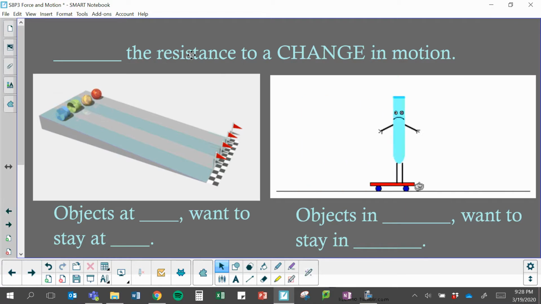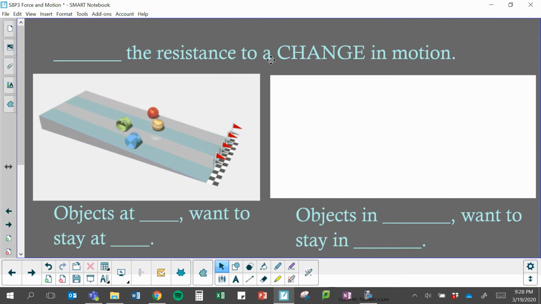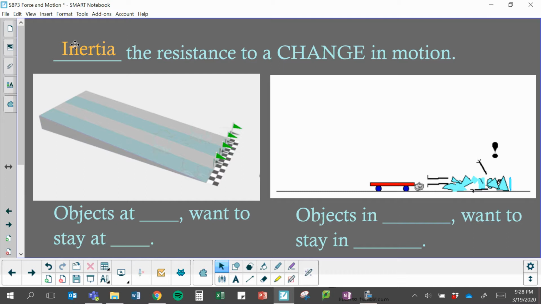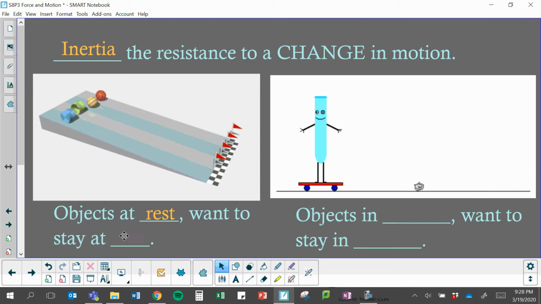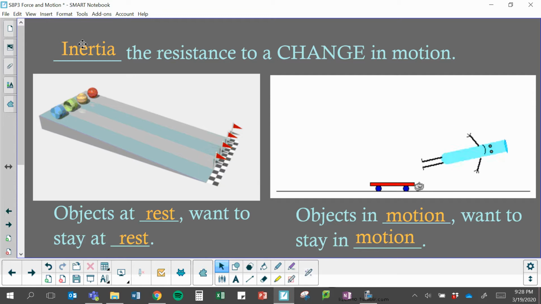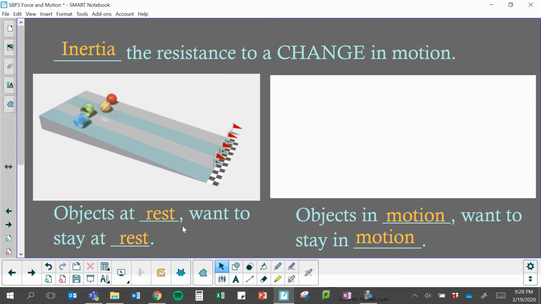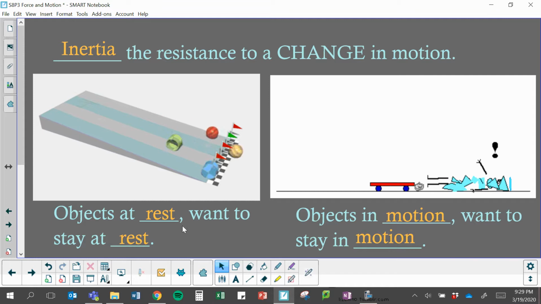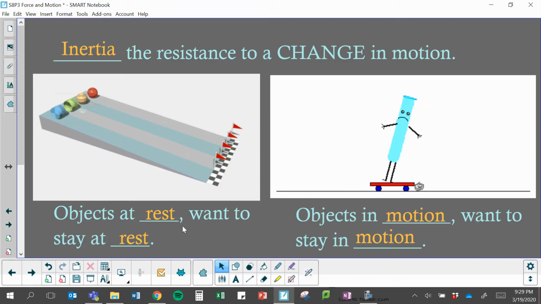Okay, so now we're dealing with the resistance to a change in motion, and this is inertia. So remember, an object at rest wants to stay at rest, and an object in motion wants to stay in motion. This is the idea of inertia. It's resisting a change to move. It's not wanting to change its movement. If it's stopped, it's not wanting to move. If it's moving, it doesn't want to stop. This is inertia.